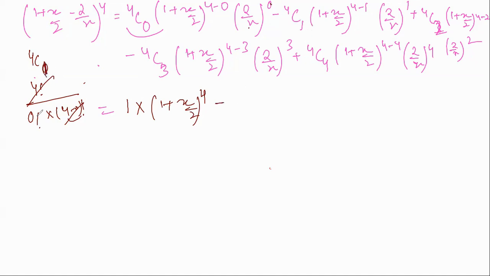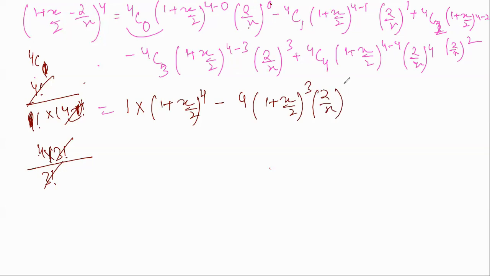Now let's move to 4C1. 4C1 means 4 factorial divided by 1 factorial and (4 minus 1) factorial. This will be 4 factorial over 1 factorial, which is 1, times 3 factorial. Now 4 factorial I will open till 3 because I have to cancel out 3. So only 4 is left. Then (1 + x/2) raised to the power 3 and (2/x) raised to the power 1, and you don't have to write anything for the power 1.